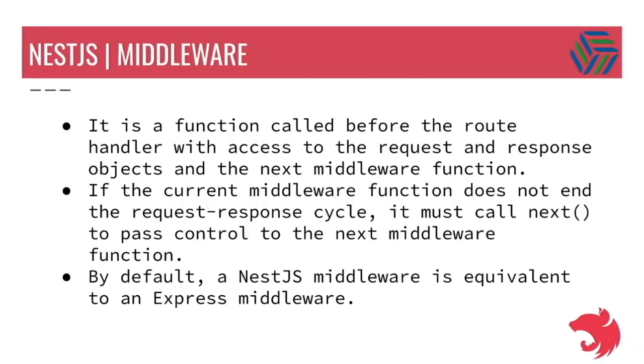NestJS Middlewares. A middleware is a function that is called before the route handler with access to the request and response objects and the next middleware function. If the current middleware function is not able to end the request response cycle, it must call the next function to pass control to the next middleware function. By default, a NestJS middleware is equivalent to an Express middleware.